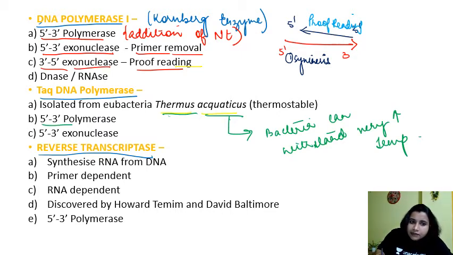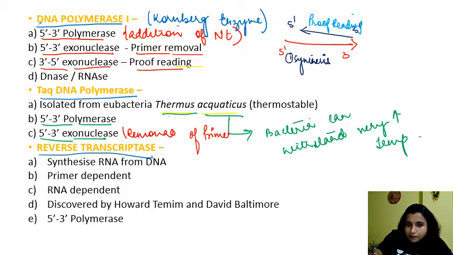And its activity is 5' to 3' polymerase, also 5' to 3' exonuclease. So 5' to 3' polymerase. Polymerase means what? Addition of nucleotide. And 5' to 3' exonuclease. Exonuclease means what? Removal of primer, or you can say primer removal, right? So that is all about the Taq DNA polymerase.